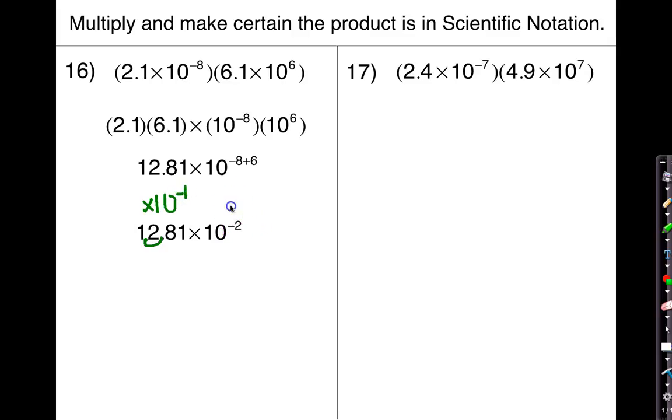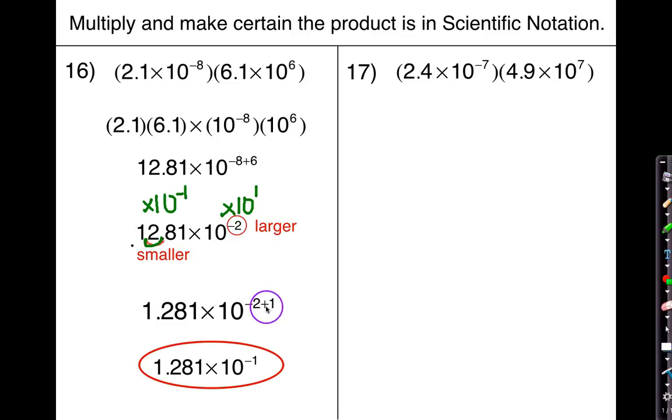To keep things balanced, I'm going to multiply this 10 to the negative second by 10 to the first power, because again, these two numbers multiplied together is 10 to the 0, which is just 1, so it doesn't affect anything. Okay, so from there, my answer is going to become 1.281 times 10 to the negative 2 plus 1. Negative 2 plus 1 is a negative 1, so just be very careful and make sure you're doing that arithmetic correctly, because there's nothing worse than messing up at the very end.